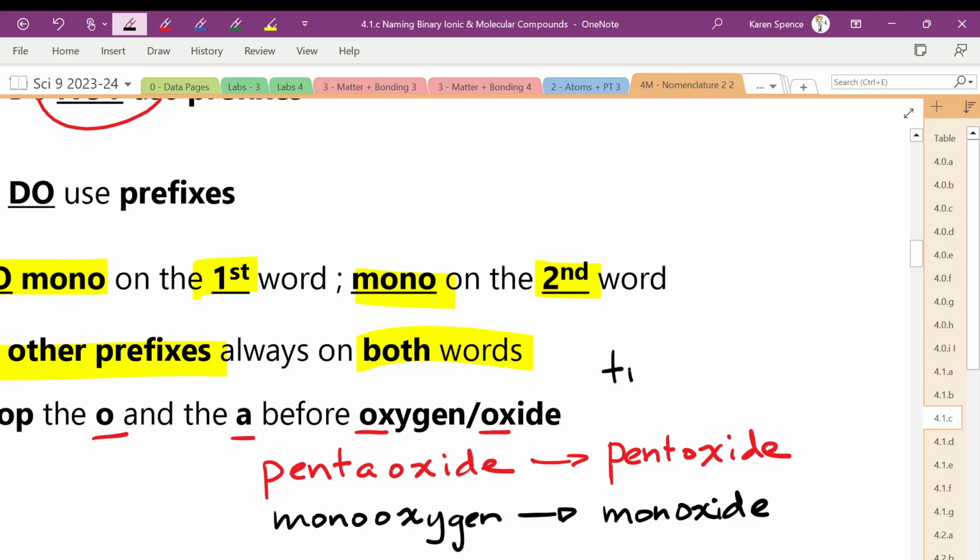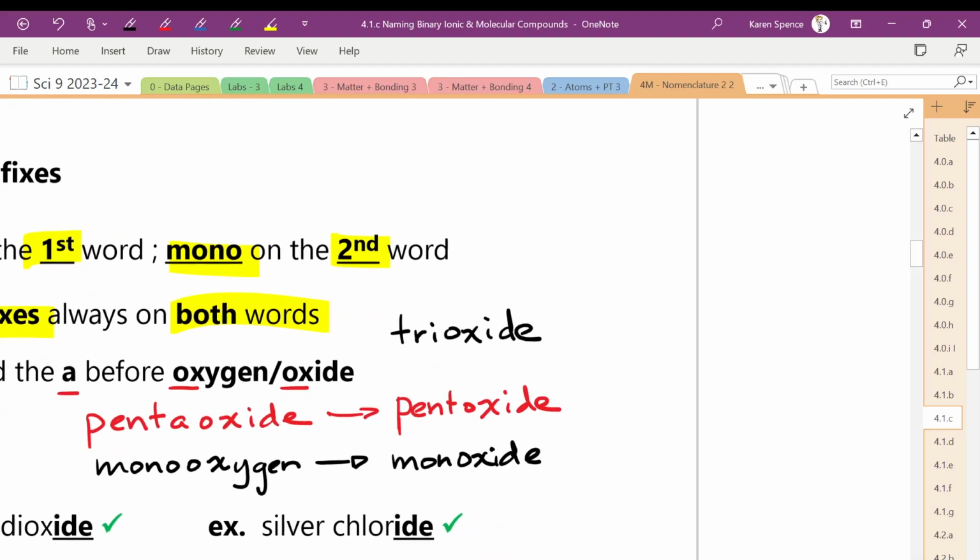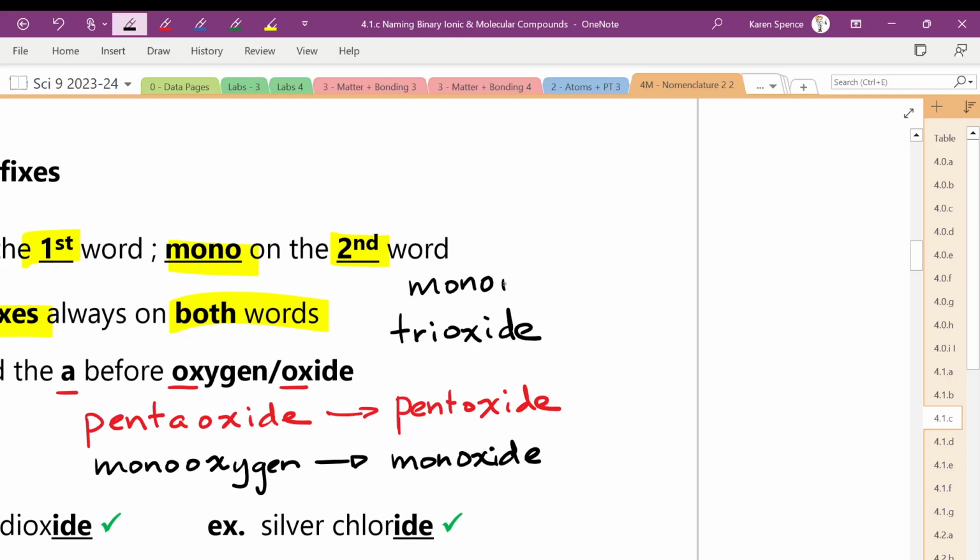How about trioxide? Should we get rid of the I? No, leave the tri alone. How about if we had iodide? Would we get rid of the O? No, leave it alone. Okay?